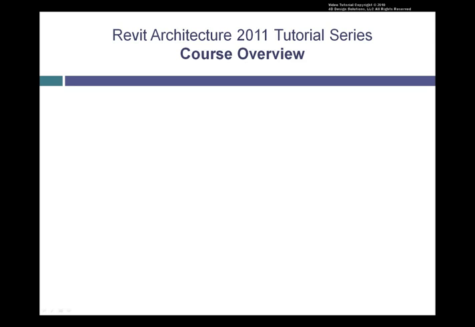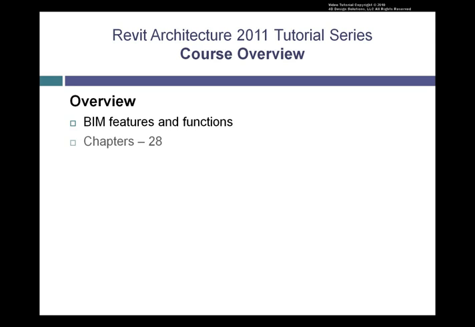In this tutorial series, you will learn about the building information modeling features and functions of Revit Architecture 2011. We've divided the course into 28 logical chapters that you can take in sequence, with a total of 420 lessons. You can also search to find individual lessons on specific topics you're interested in. The content is very granular, with lessons approximately 4 to 6 minutes in length that can be resequenced and reordered so that you can watch them at any time and in any sequence that you want.